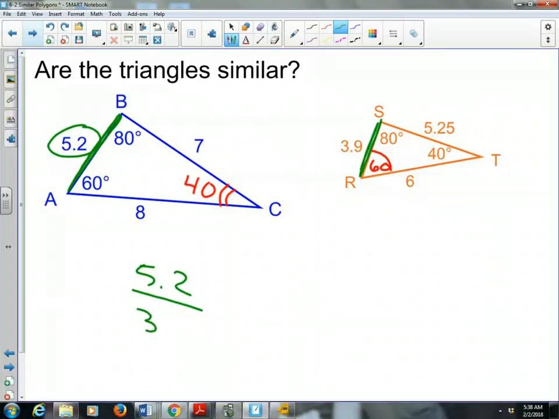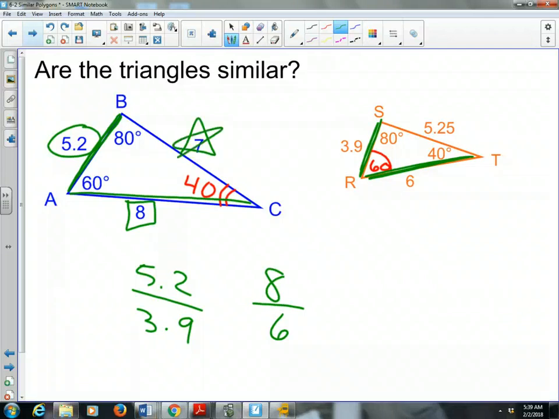So 5.2 over 3.9. Now I'll go to AC. What side does AC, what side does the 8 correspond to? Well, it's made with the 60 and the 40 degree angle. So the 60 and the 40 degree angle is the number 6. So 8 corresponds to 6.